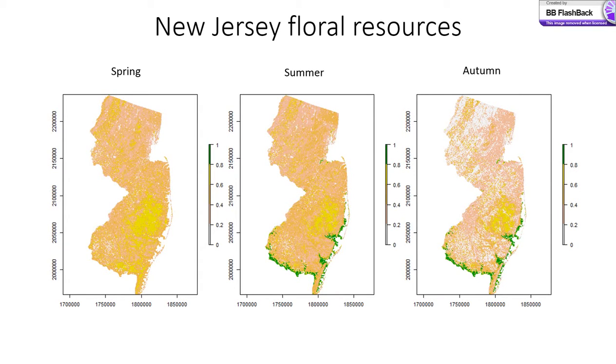This is an example of the differences of floral resource availability among seasons in New Jersey. You can see the difference of floral resource suitability.